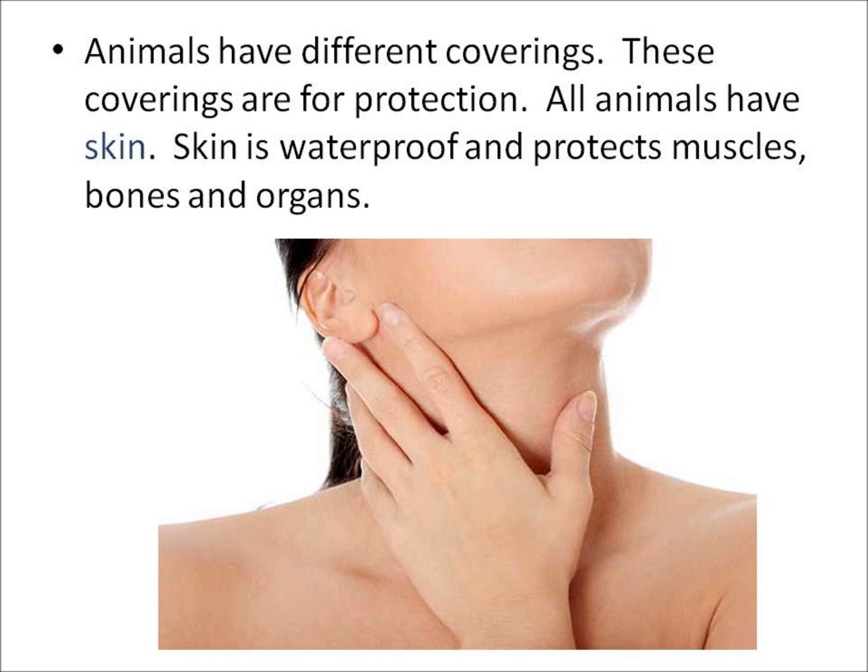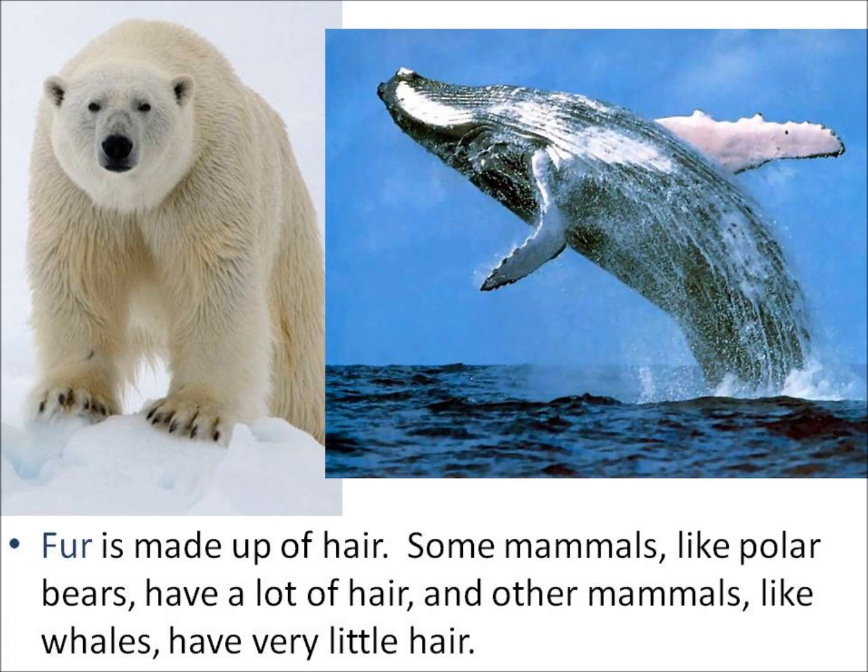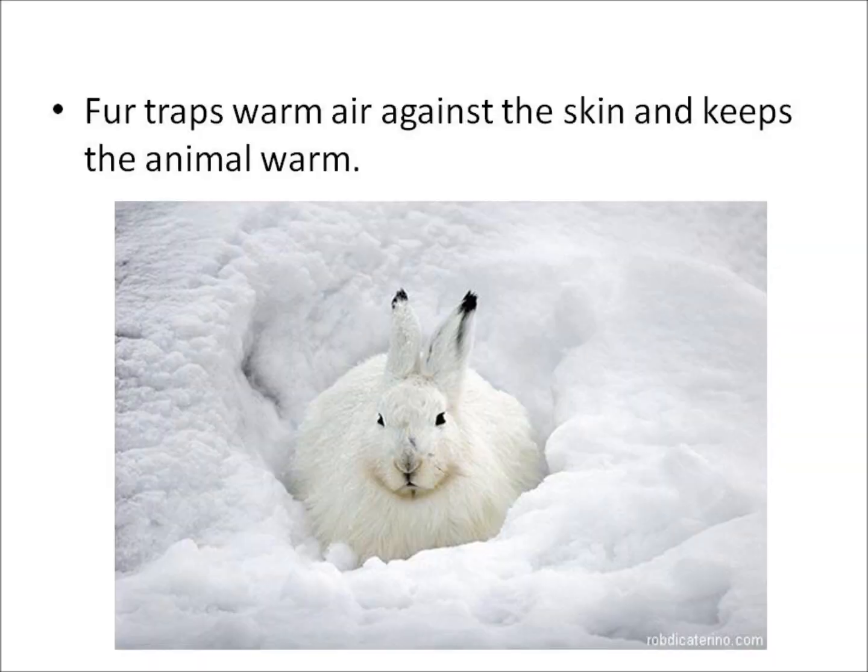Animals have different coverings. These coverings are for protection. All animals have skin. Skin is waterproof and protects muscles, bones, and organs. Fur is made up of hair. Some mammals, like polar bears, have a lot of hair, and other mammals, like whales, have very little hair. Fur traps warm air against the skin and keeps the animal warm.